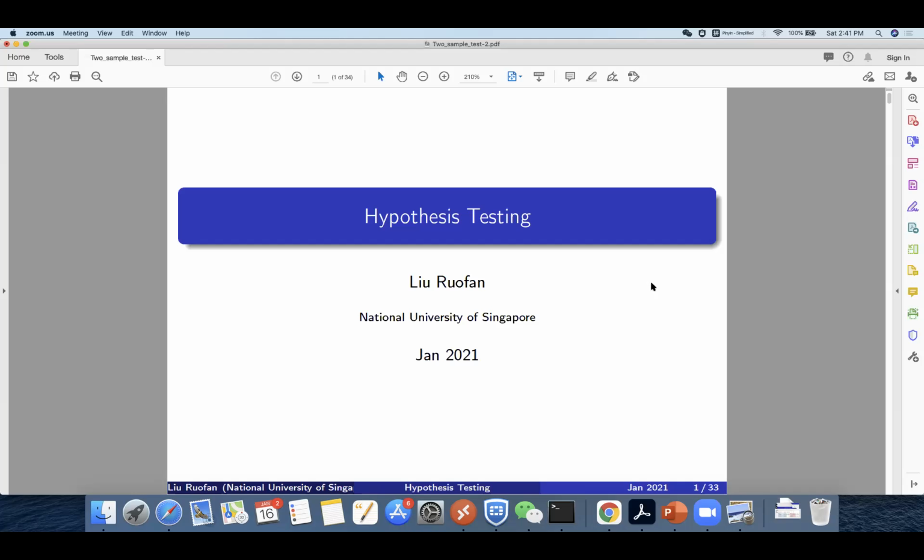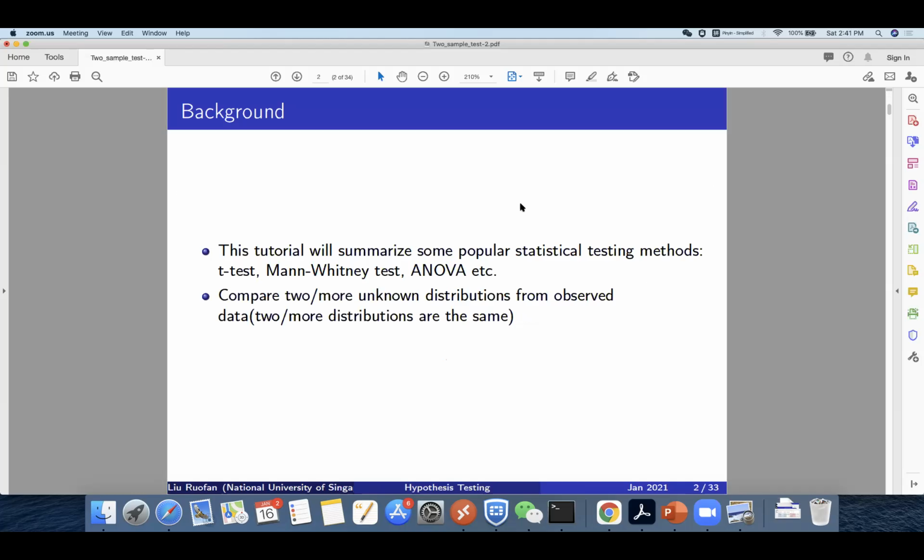Hi, good afternoon, everyone. Today I'll present a tutorial on hypothesis testing. In this tutorial, I will summarize some popular statistical testing methods, t-test and Mann-Whitney. I will not cover ANOVA because it's less commonly used in computer science. ANOVA is more commonly used in biology or chemistry when we have many experiment groups and control groups. So t-test and Mann-Whitney are used to compare two distributions. We want to test whether these two distributions are the same or not.